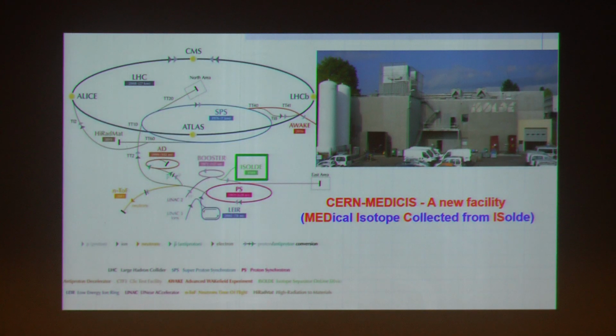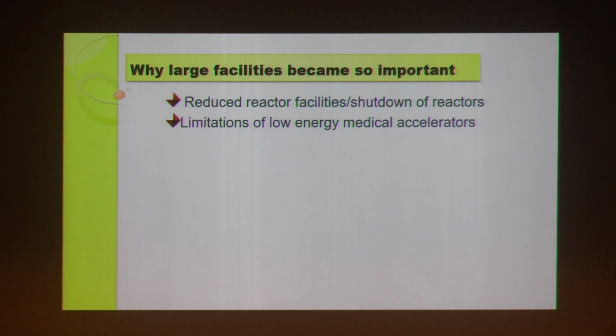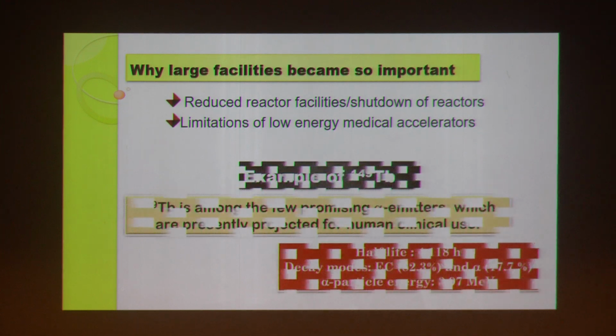If I go to the map, you will see there are many big projects like ALICE, LHC, CMS, etc. But there is also ISOLDE, and CERN MEDICIS is the new facility, ongoing at present at CERN ISOLDE, where medical isotopes are collected from ISOLDE, that is, separated online. Why are large facilities becoming so important? Because of reduced reactor facilities or shutdown of reactors, and the limitations of low energy medical accelerators.